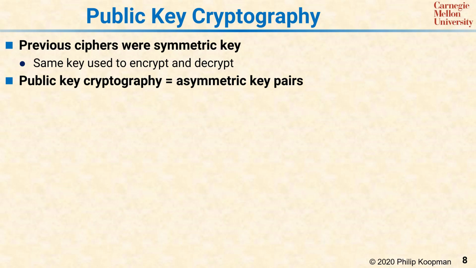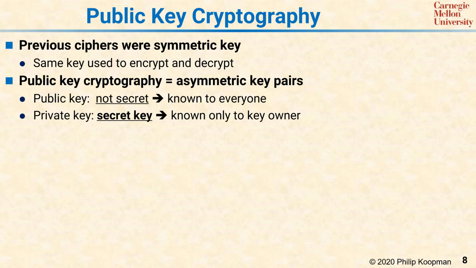To get around that problem, you can use public key cryptography. Public key cryptography uses asymmetric key pairs, and what that means is the sender and the receiver have different cryptographic keys. Now, you can't use any old key. You have to use specially constructed keys. In particular, there's a public key, which is not secret. In other words, part of the key you can tell to everyone, including the adversaries.